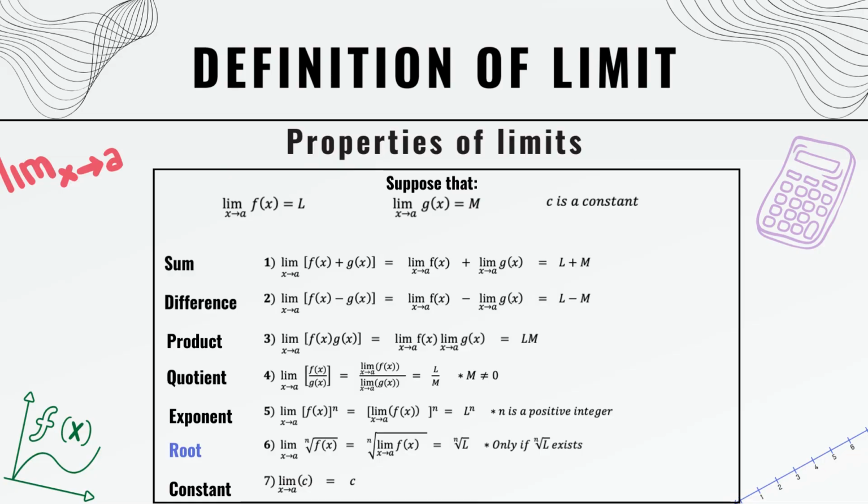The limit of a root expression is equivalent to the root of the limit, n root of L, and only applies when n is even and n root of L is defined. Finally, the limit of a constant is just itself.